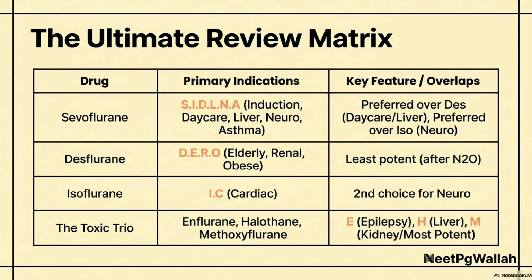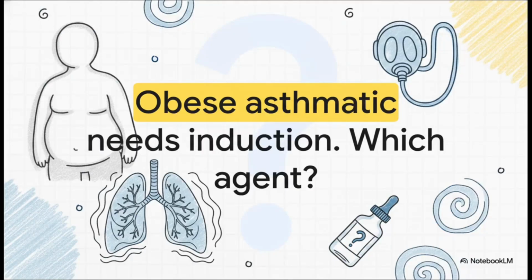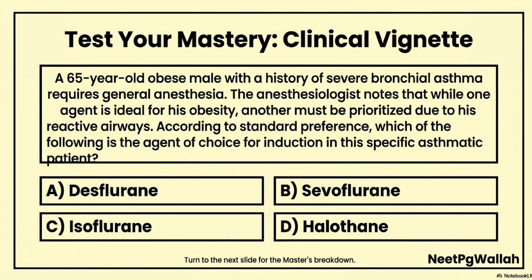Okay, let's put this fresh knowledge to the test with Section 6, a clinical practice MCQ. Read this vignette carefully with me. A 65-year-old obese male with a history of severe bronchial asthma requires general anesthesia. The anesthesiologist notes that while one agent is ideal for his obesity, another must be prioritized due to his reactive airways. According to standard preference, which of the following is the agent of choice for induction in this specific asthmatic patient? Is it A, desflurane, B, sevoflurane, C, isoflurane, or D, halothane?